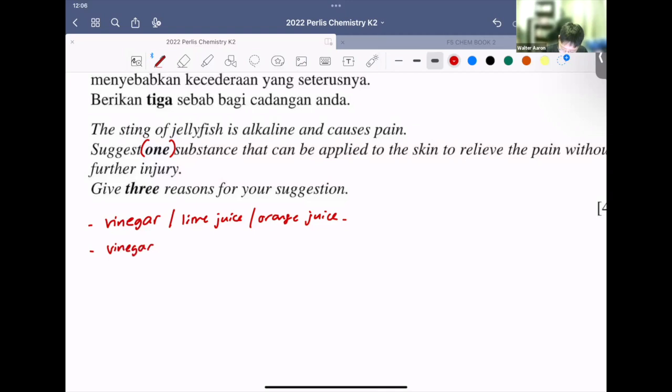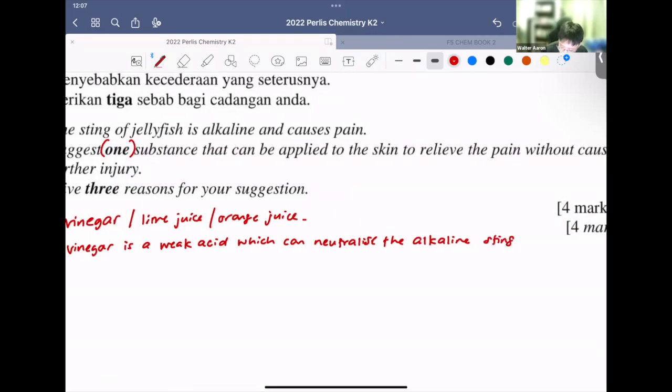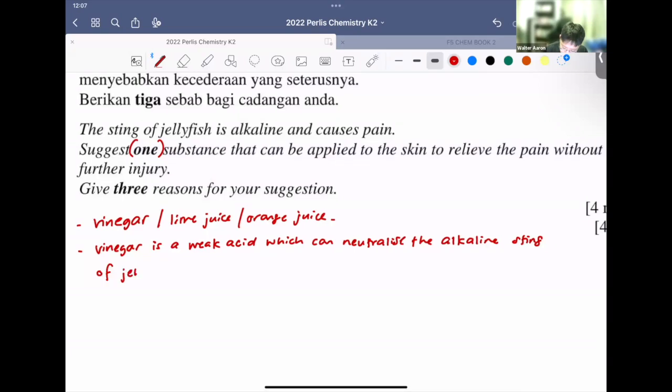Okay, so you can say here vinegar is a weak acid which can react, or you can say can neutralize the alkaline sting of jellyfish. So that's one.